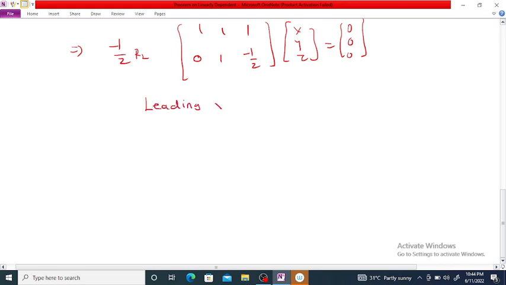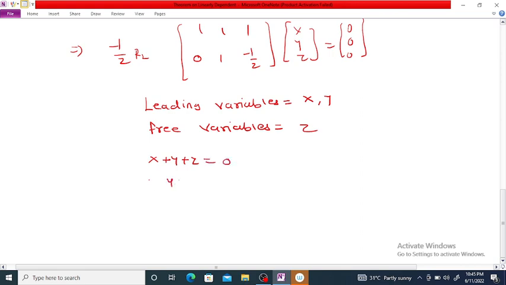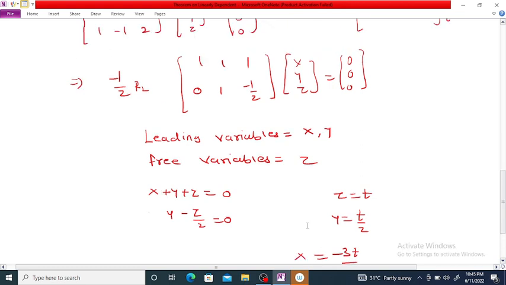The leading variables are x and y, and the free variable is z. Expressing the matrix back in system form, we get x plus y plus z equal to 0 and y minus z by 2 equal to 0. Z is a free variable, so put z equal to t, then y is t by 2, and x is equal to minus 3t by 2. So this system has infinitely many solutions.